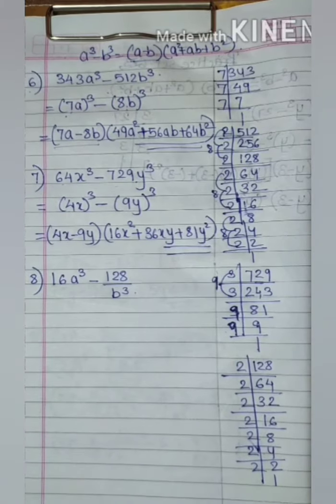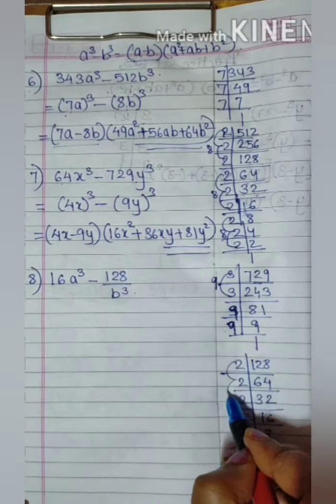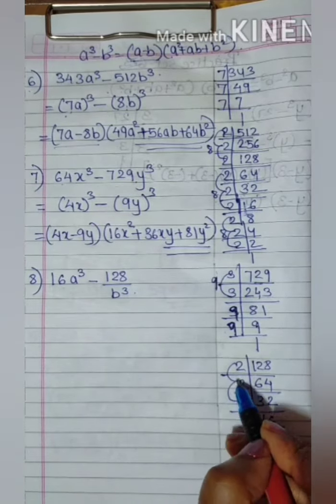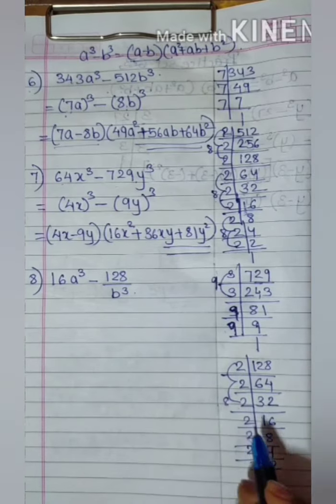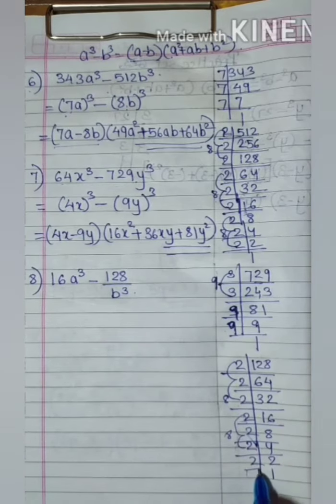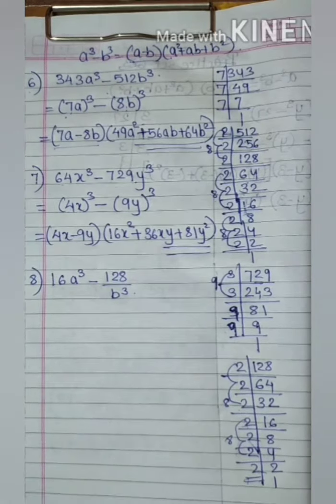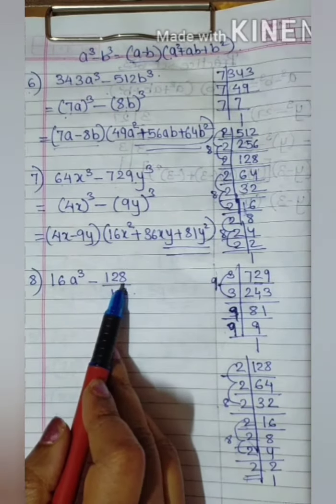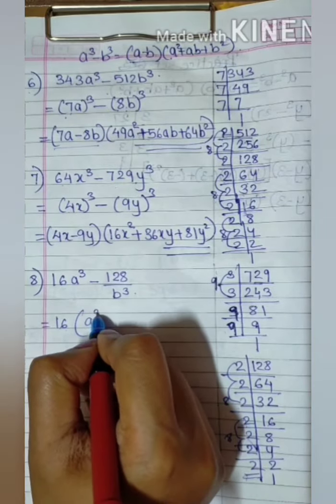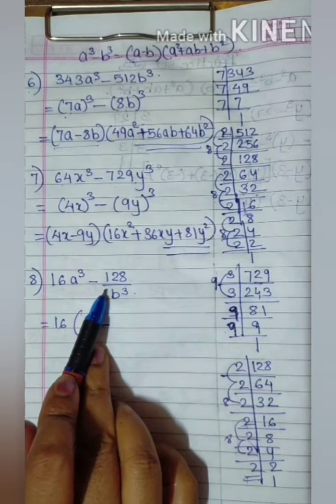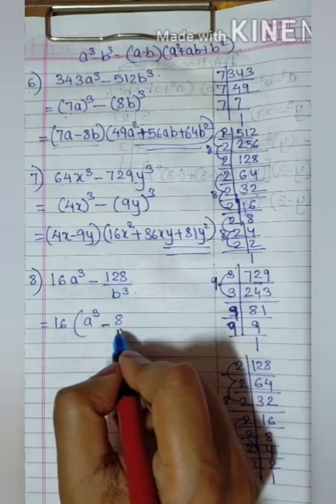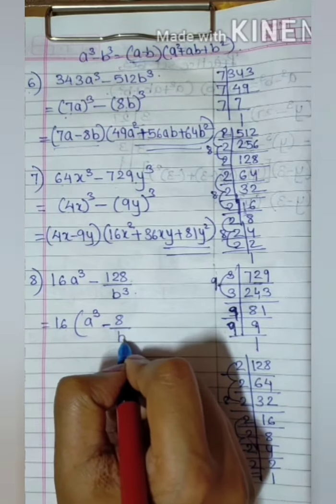We got 1 2 3. Okay, 2 2s are 4, 4 2s are 8, then again 2 2s are 4, 4 2s are 8, then this remains 2. There is no cube root of 128, so what we will do, we will take 16 as a common factor inside a cube minus 16, 8s are 128. So we are taking 8 here upon b cube.